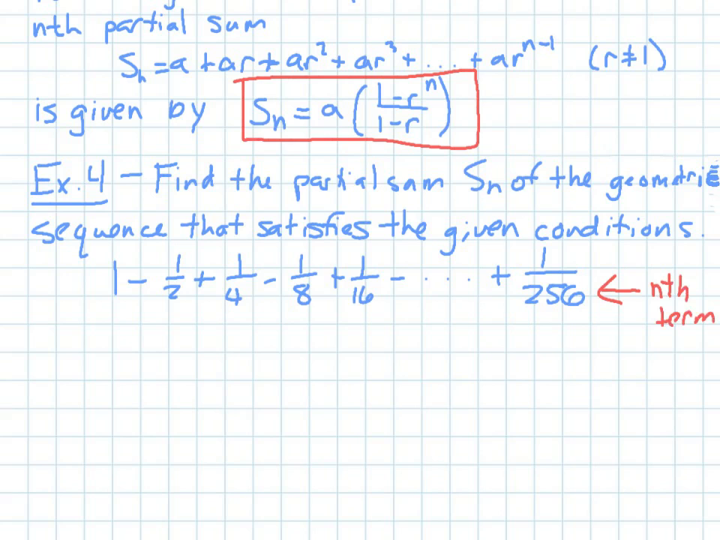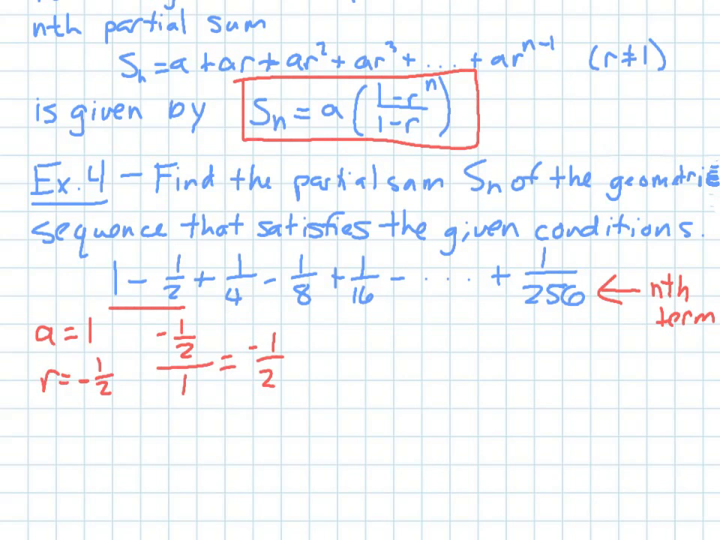So if I look at my first term, my a value is 1, and then to find my common ratio, I just need to divide. It tells me it's a geometric sequence, so remember it's the second of the two terms that you're looking at, divided by the previous. So negative 1/2 divided by 1 would give us negative 1/2. If you need more confirmation, you can do 1/4 divided by negative 1/2. It'll get you negative 1/2 as well. So that'll be my common ratio.